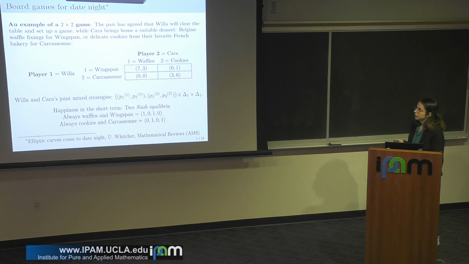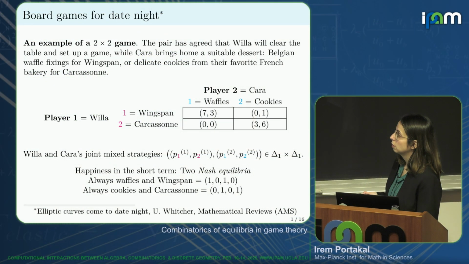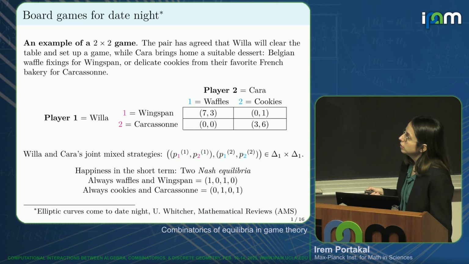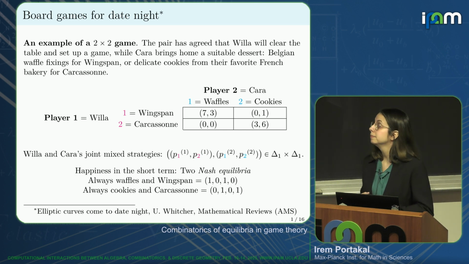Then this is encoded in this matrix form. This is a bimatrix form. The way to read it is the first entry is the payoff for player 1, which is Villa in this case, and the second entry is the payoff for player 2, Kara in this case. So you can already see that some combinations are preferable. WW, Wingspan and waffles, are apparently fitting, and Carcassonne and cookies are also fitting. In other cases, they're fine, but it could have been better, right? So that's an example of a normal form game in game theory.